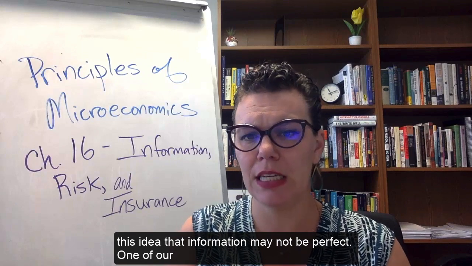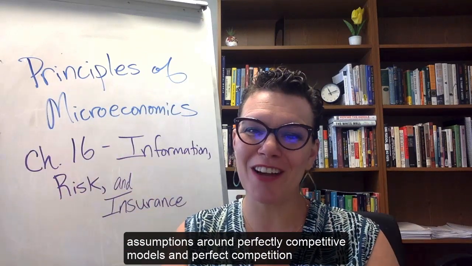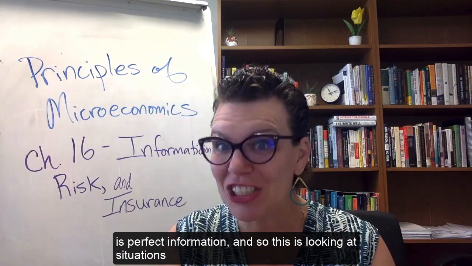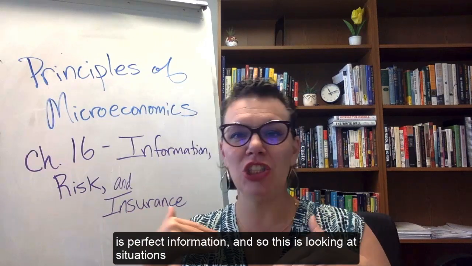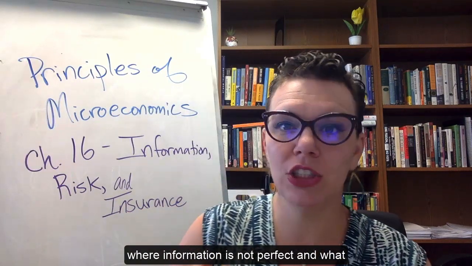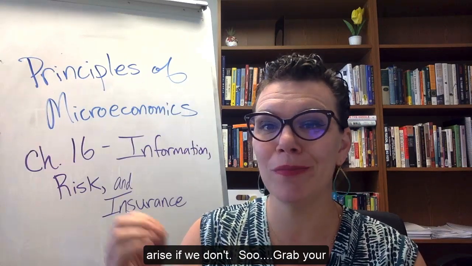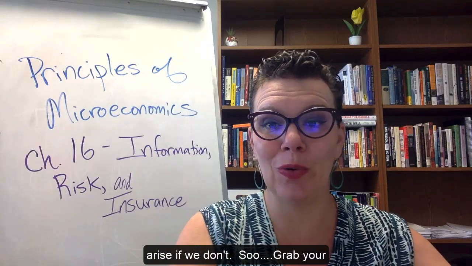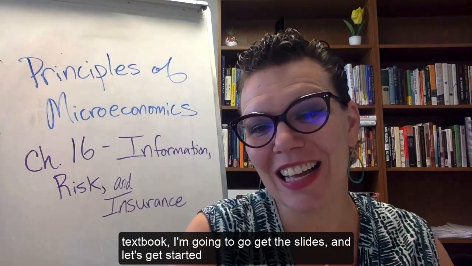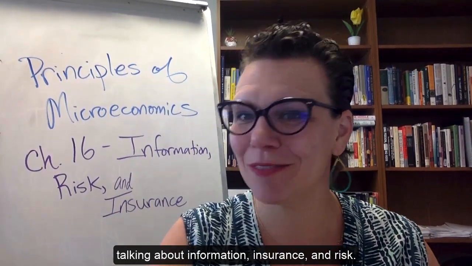It's all about this idea that information may not be perfect. One of our assumptions around perfectly competitive models is perfect competition, perfect information. So this is looking at situations where information is not perfect and what tools and ways we can solve it and what problems arise if we don't. So grab your textbook. I'm going to go get the slides. Let's get started talking about information, risk, and insurance.